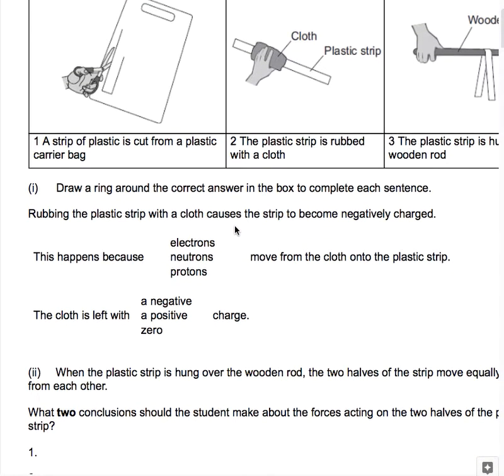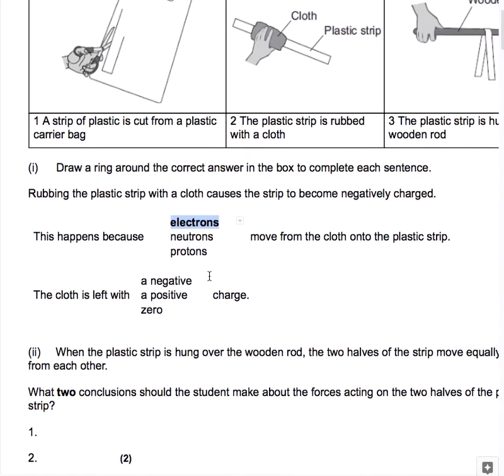rubbing the plastic strip with a cloth causes the strip to become negatively charged. This happens because something moves from the cloth to the plastic strip. Well, it's always electrons that do the moving, so that's the answer here. In exams, if you talked about protons moving, that would actually cost you a mark. It's one of the rare places that examiners have to take marks off you if you say the wrong thing, and this is one of those.